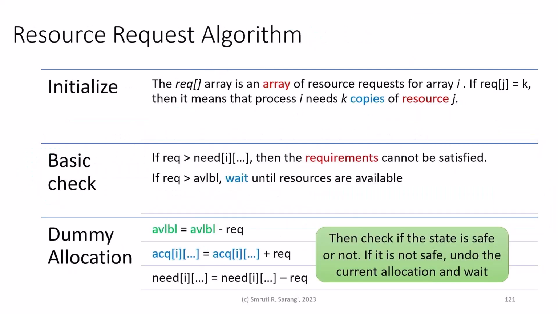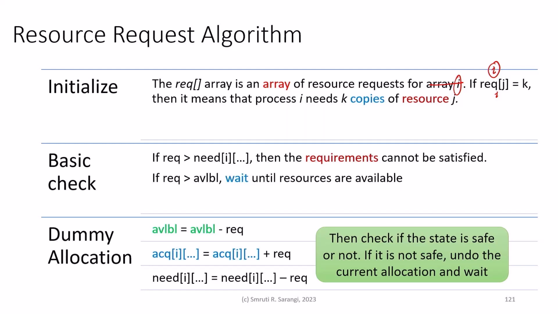Next, we can think of a resource request algorithm, where I will request some resources, the system will check whether the request should be granted or not, which basically means whether the system will go down to become an unsafe state or not. So the req array is an array of resource requests, right? The req array is specific to a process i. So if req[j] for process i is equal to k, it means process i needs k copies of resource j.